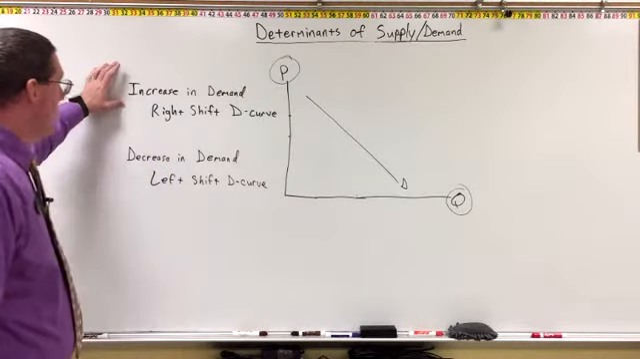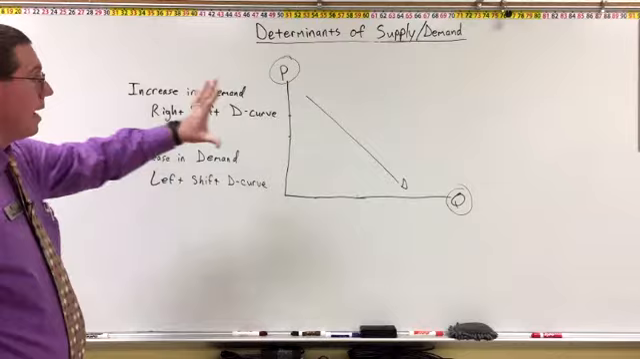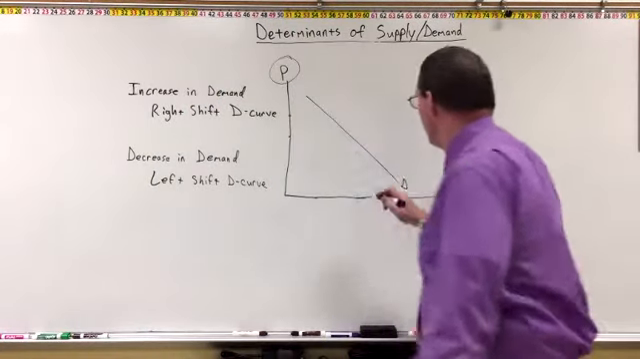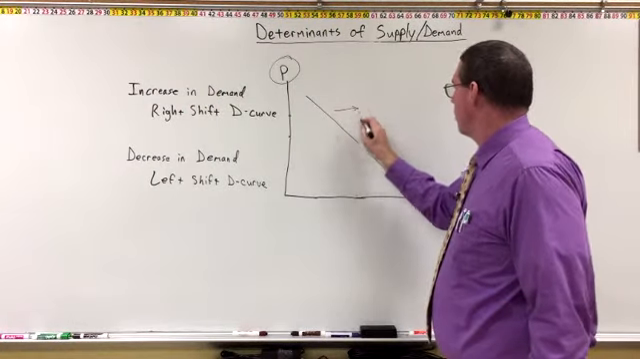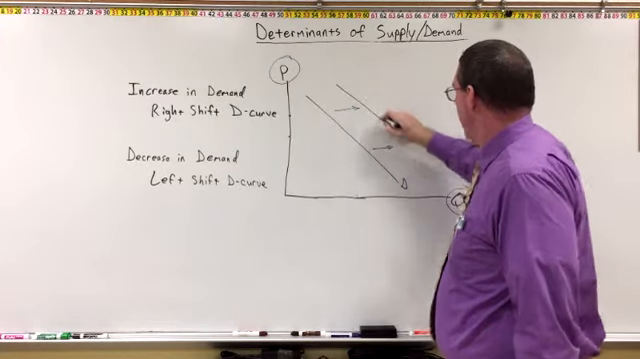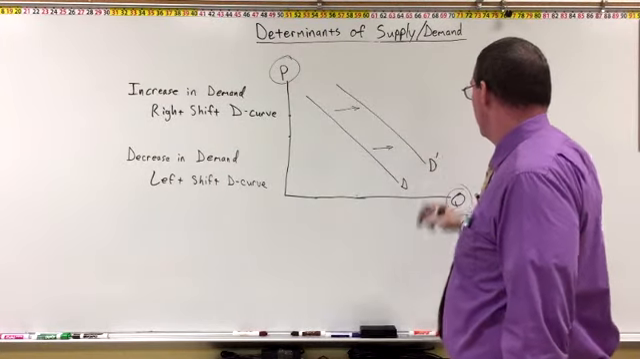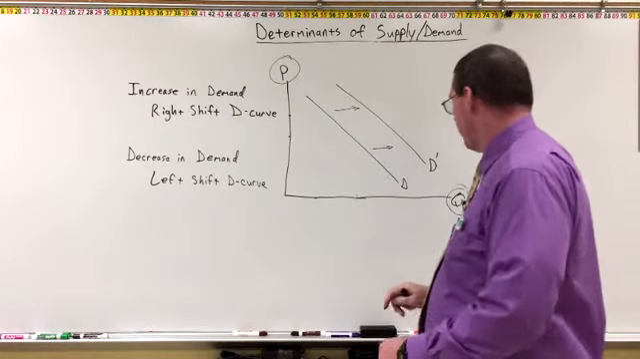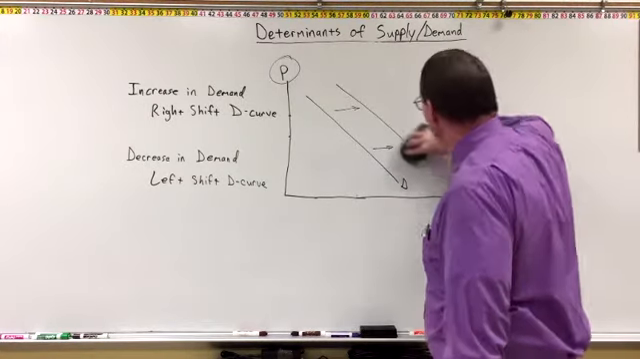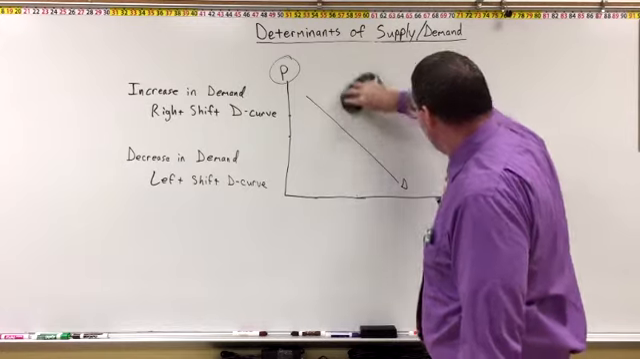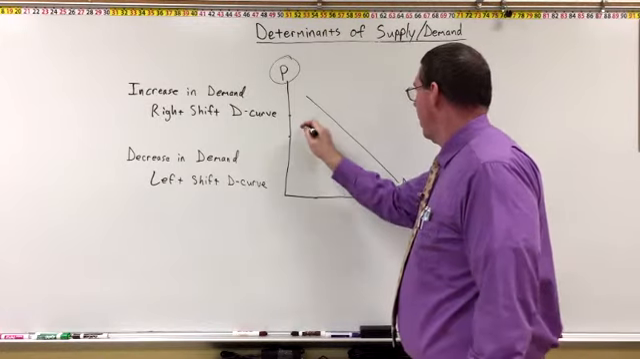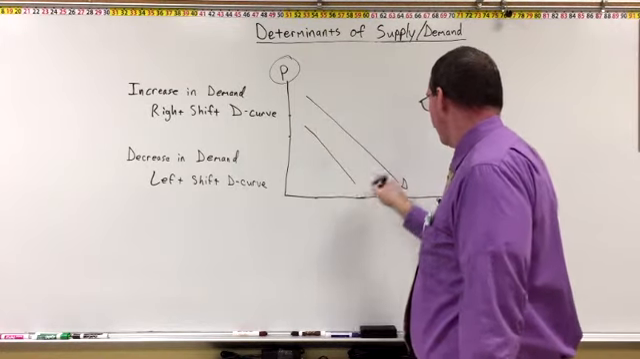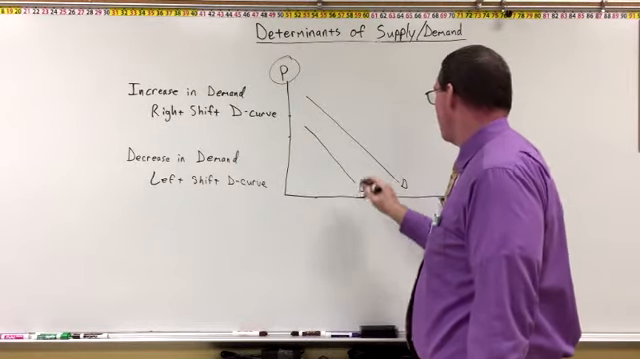Okay, so when demand increases, this curve shifts to the right, and now it's over here instead, and we're going to call that D prime. On the other hand, if demand decreases, that curve is going to shift to the left, over to the left of this curve, and we're going to call that D double prime in this case.